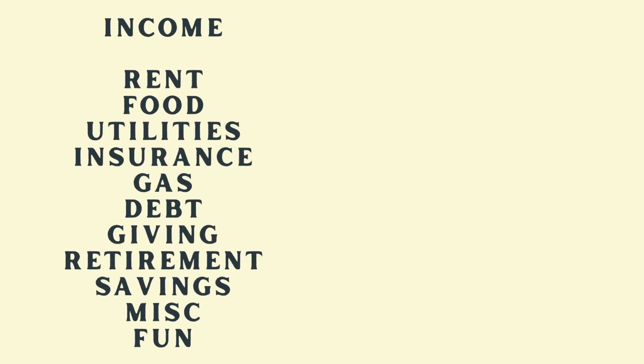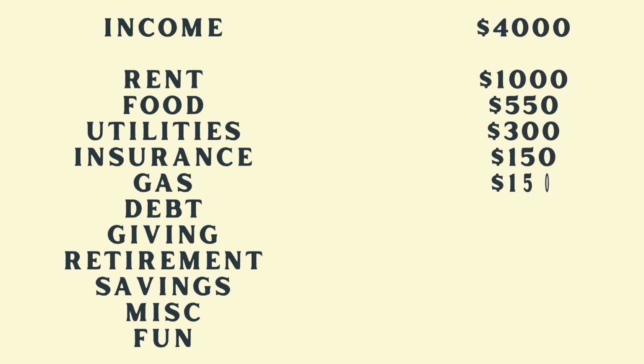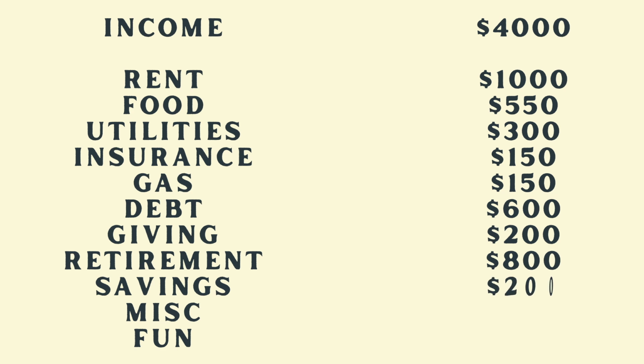Step 2 is where you allocate funds in your budget according to what you found in your income and expenses. All right, in our example up here, we've got an income of $4,000, and for rent, we've got $1,000, food, $500, utilities, $300, insurance, $150, gas, $150, debt, $600, giving, $200, retirement, $800, other savings, $200, miscellaneous, $200, and fun, $250. How much more than our income is that, Michael? Yeah, so that's $400 more than our income is currently.